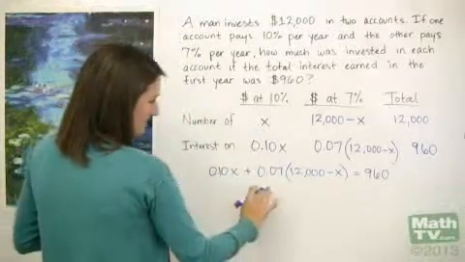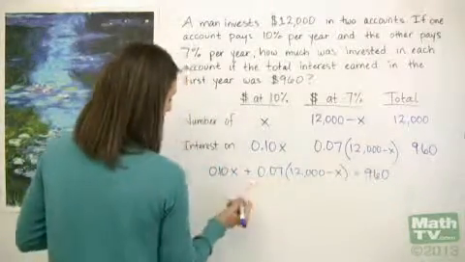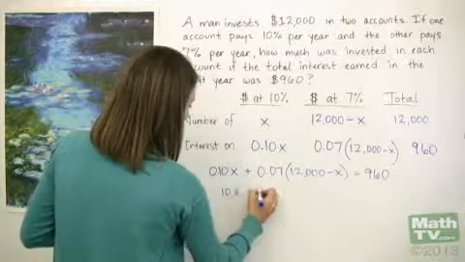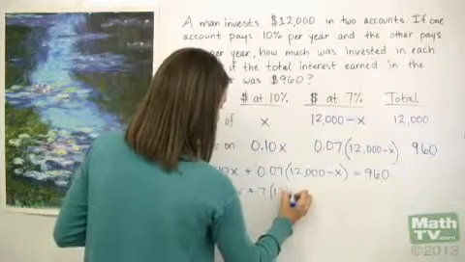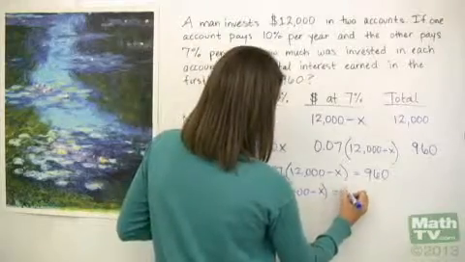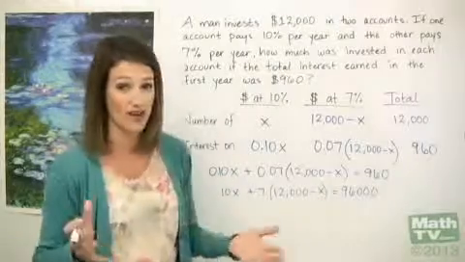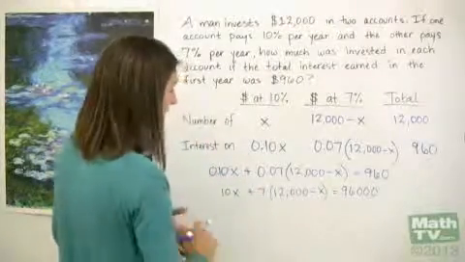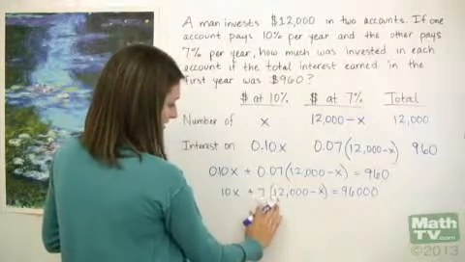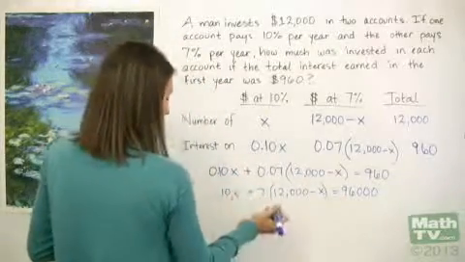So now let's solve this equation for x. To make the math easier, we should get rid of these decimals. So let's multiply both sides by 100. And by doing that, we get 10x plus 7 times 12,000 minus x, and that's equal to 96,000. We multiply both sides of this equation by 100, and we're not going to change the solution by doing that. So let's continue and solve for x.